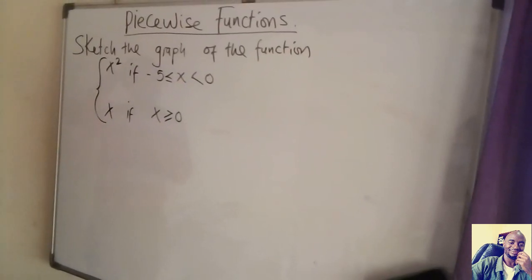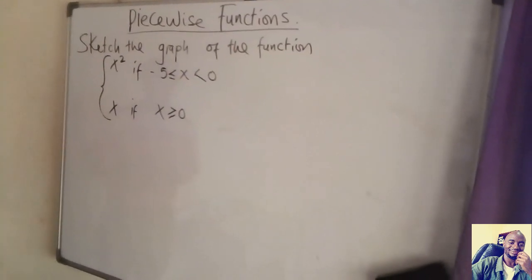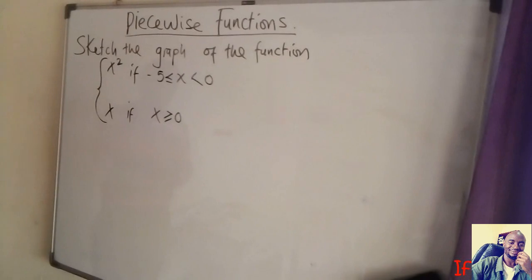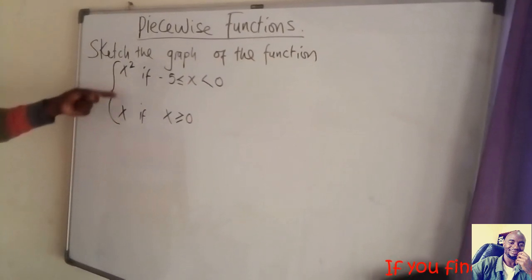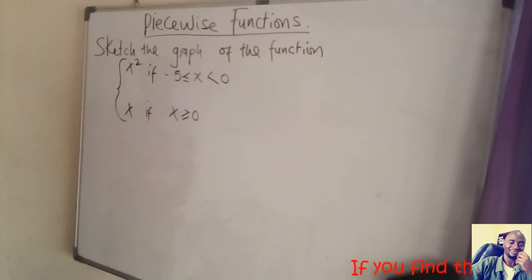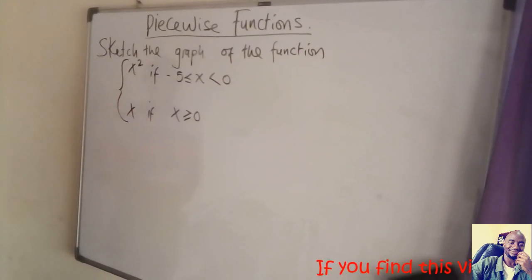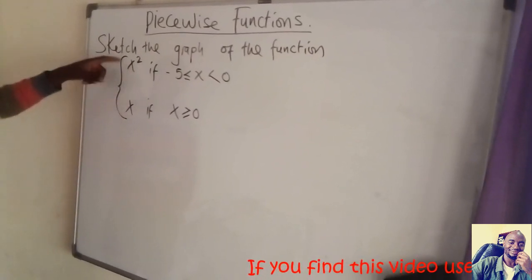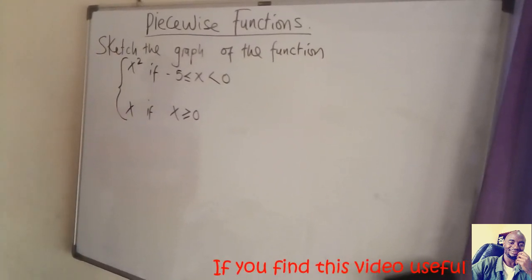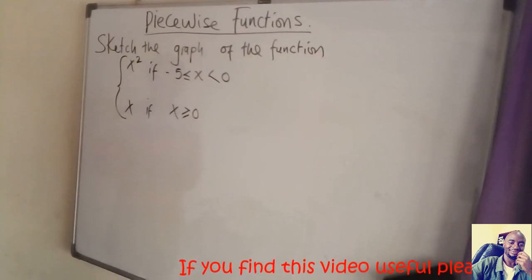We will focus on piecewise functions, and what we want to do is to sketch the graph of a function defined by these two functions. The first one is x squared, the last one is x. Now, these functions are called piecewise because they are defined in pieces in given interval.